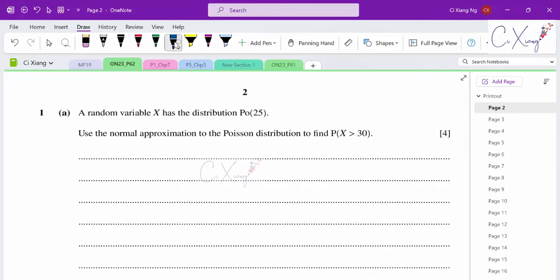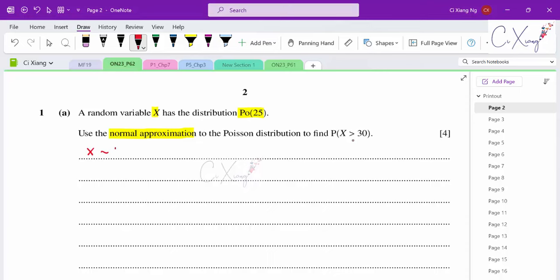Okay, so we are given a random variable X with this distribution. It is Poisson distributed with lambda 25. So use the normal approximation. I think they give us a very obvious keyword already here, which is normal approximation. That means you're going to change the Poisson to a normal distribution to find the probability of X greater than 30. Alright, so let's start.